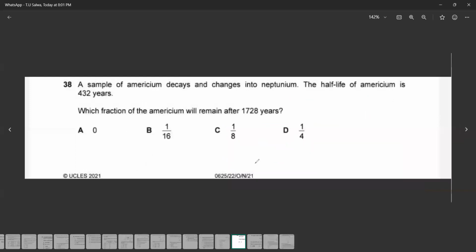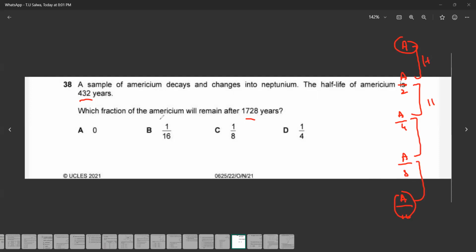A sample of americium turned into neptunium. Half-life is 432 years. What fraction will be there after 1728 years? So how many half-lives will be there? 1728 divided by 432 is 4 half-lives. Originally it is A; after the first half-life A by 2, after another half-life A by 4, after another A by 8, and after another A by 16. So what fraction will be there after 4 half-lives? That will be 1 by 16. So B will be the right answer.